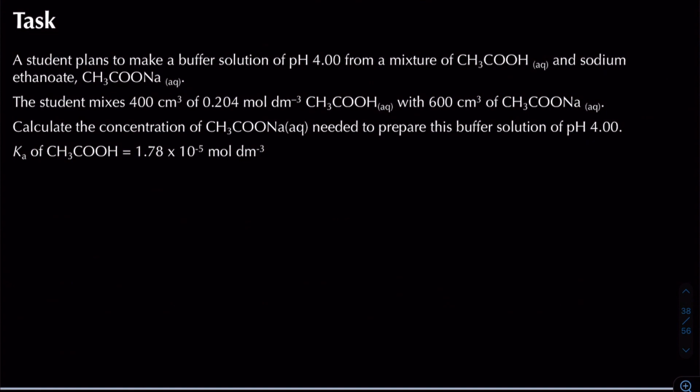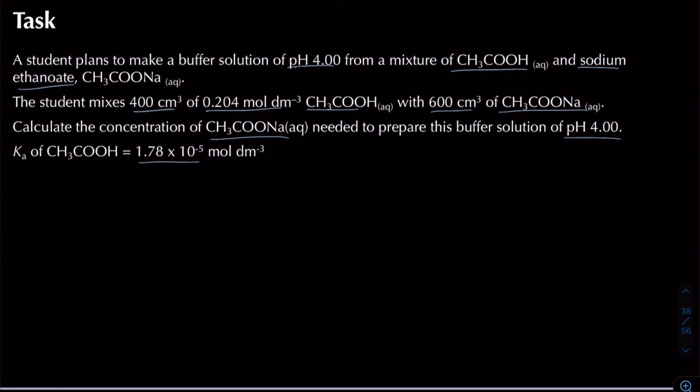So moving on, I've got an example here that's a bit trickier for you to try. Feel free to pause the video and have a go. We're told a student plans to make a buffer solution of pH 4 from a mixture of ethanoic acid and sodium ethanoate. The student mixes 400 centimeters cubed of 0.204 mole per decimeter cubed of ethanoic acid with 600 centimeters cubed of sodium ethanoate solution. We're asked to calculate the concentration of sodium ethanoate needed to prepare this buffer solution of pH 4. We're told a value for Ka that we can use as well.